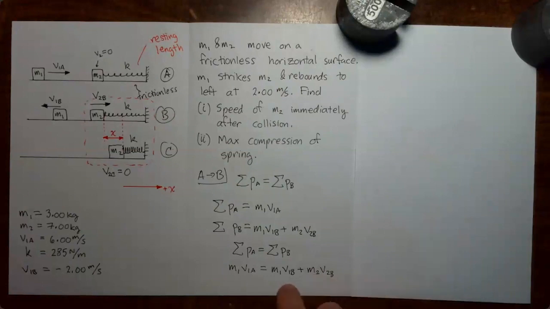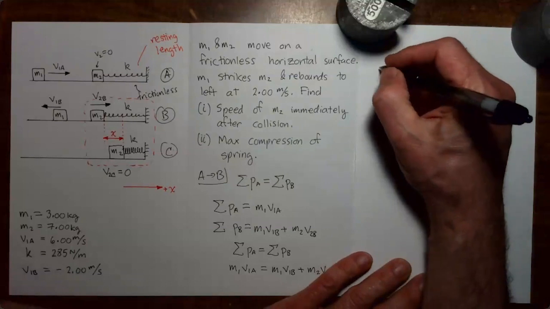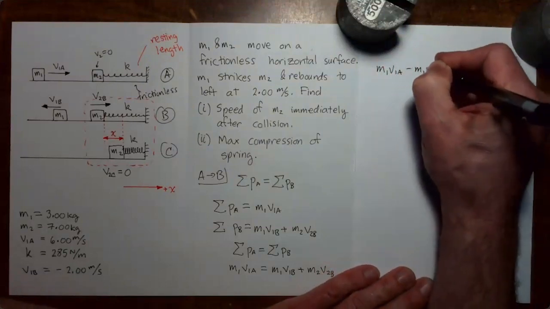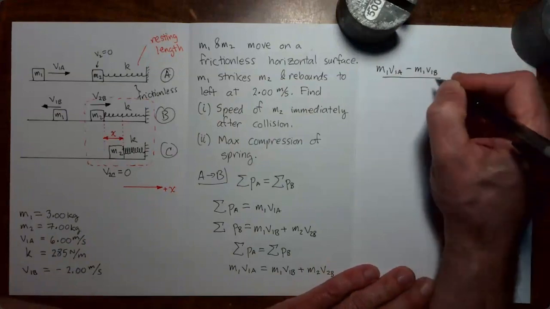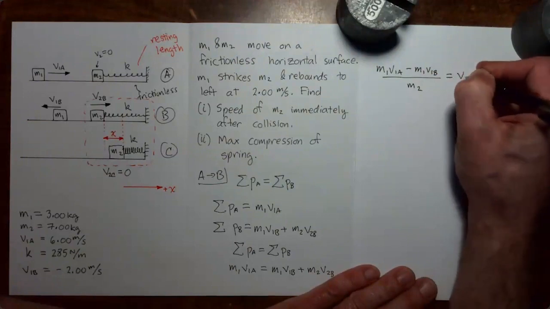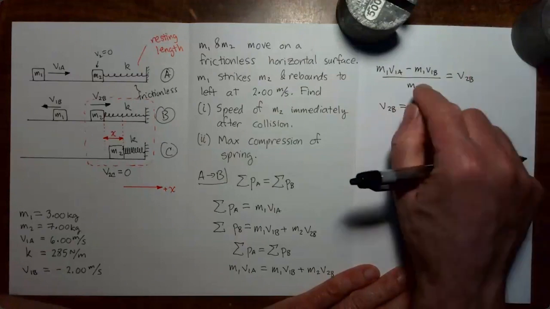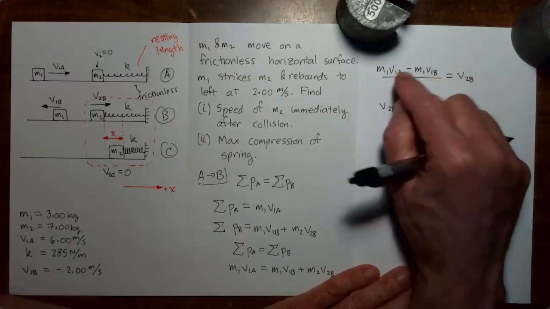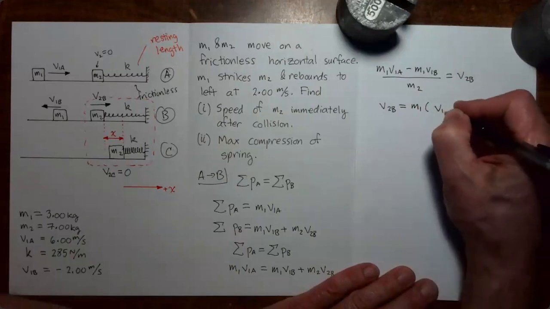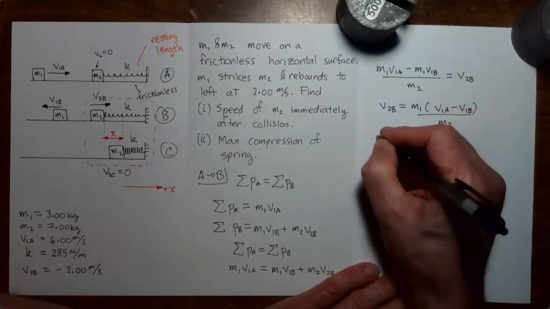Okay, solving for v2b, let's take that first term and move it to the left, where it picks up a minus sign. So we have m1 v1a minus m1 v1b over m2 equals v2b. All right, so I'm going to switch sides, and as I switch sides, I'm going to pull out the common factor of m1 in the numerator. So I have then m1 times (v1a minus v1b) all over m2.